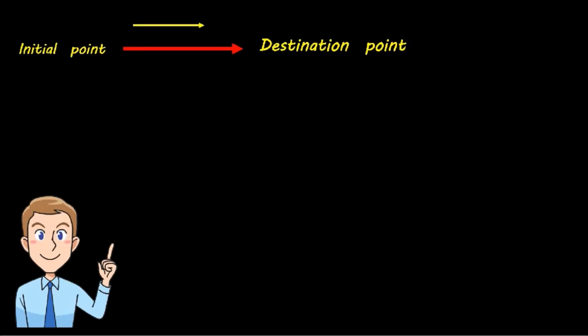Before starting the second example, we must be clear with one fact, which is, one must be clear with the initial point and direction of its destination point. And that direction will be treated as positive direction and its opposite direction as negative direction.